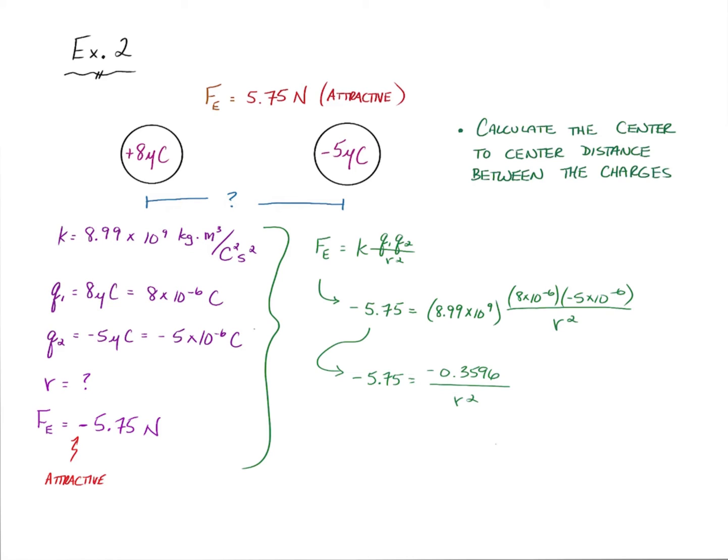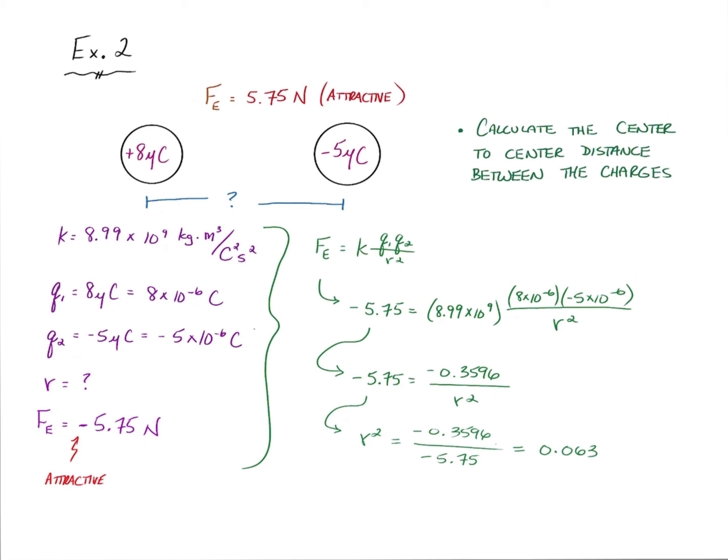You can go about this a few different ways, but in this case, I multiply 8.99 times 10 to the ninth by 8 times 10 to the negative sixth by negative 5 times 10 to the negative sixth, and that's what gave me my negative 0.3596, and obviously that's over R squared. Again, you can go about this any way you like. I'll try and go through in whatever order I looked at. I then multiplied both sides by R squared, and then divided both sides by negative 5.75. That's how I isolated R squared by itself.